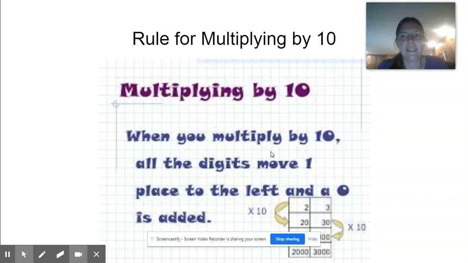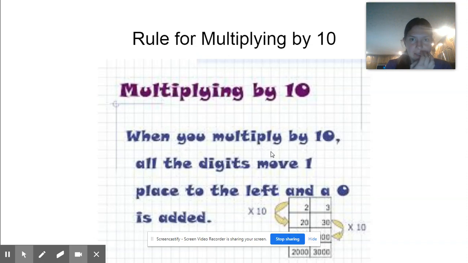Okay, multiplying by 10, your answer is always going to be the number that you multiplied by 10, and then you're going to add a 0 to the end of it. So 10 times 8, you're going to have the 8 with a 0 added to the end, and it's going to make it 80. If it's 10 times 10, then you have 10, you add a 0 after it, and it gives you 100.